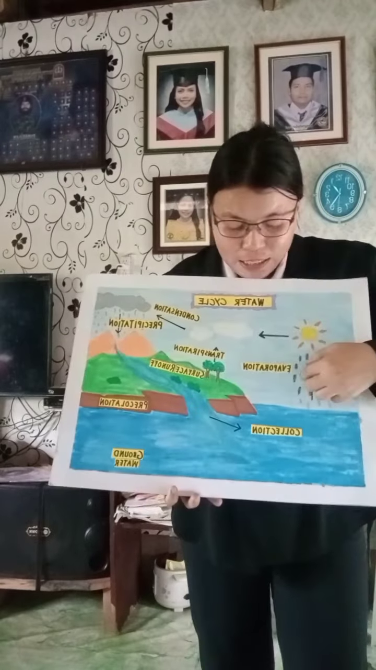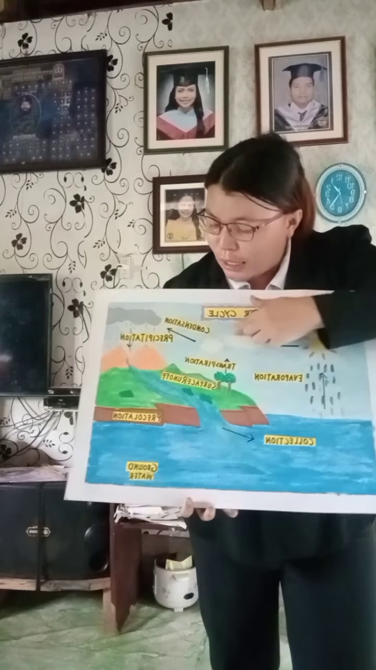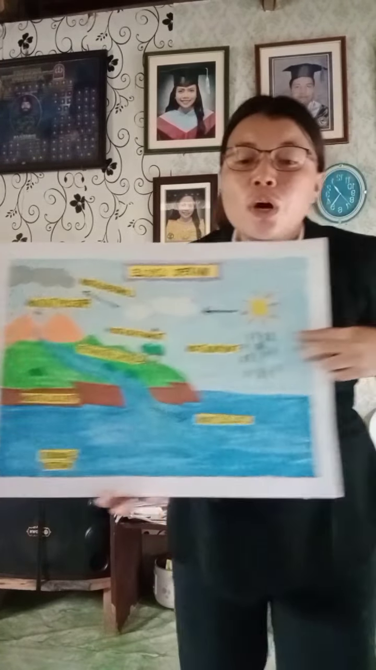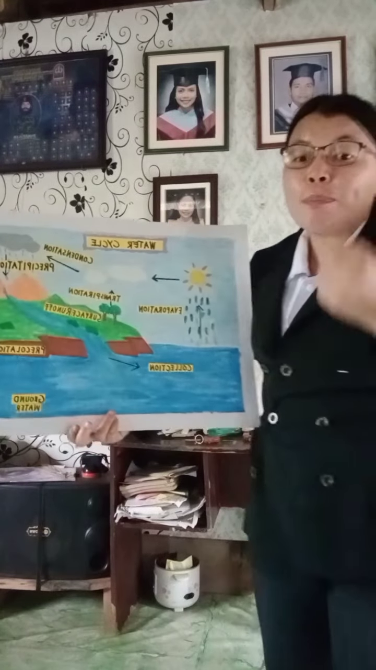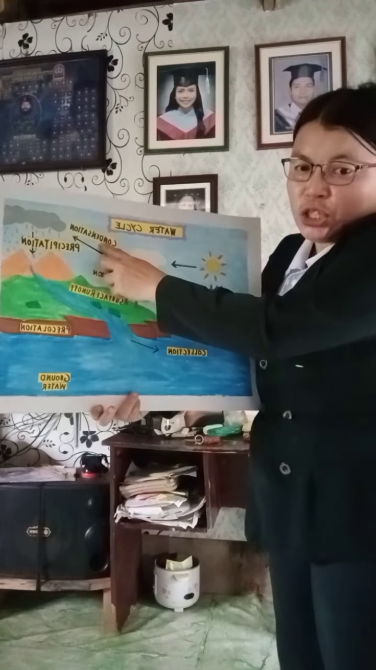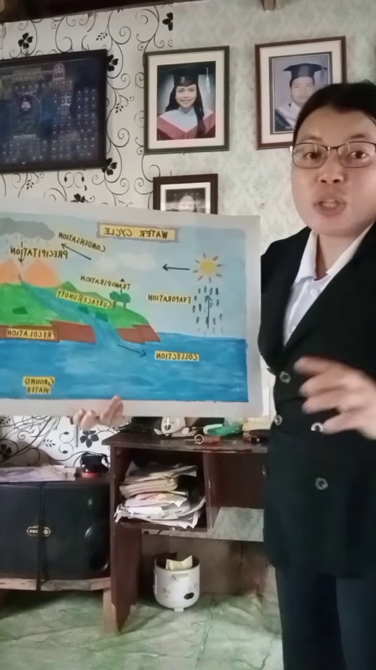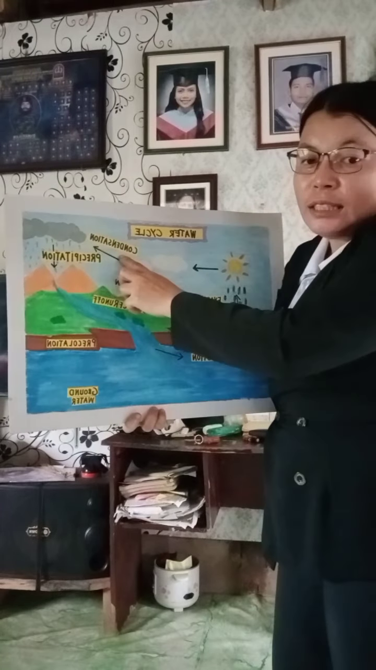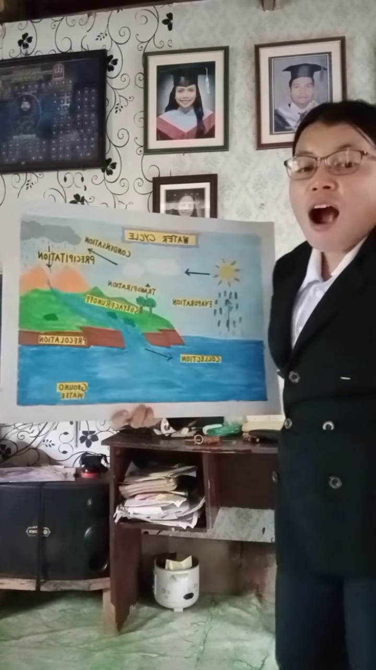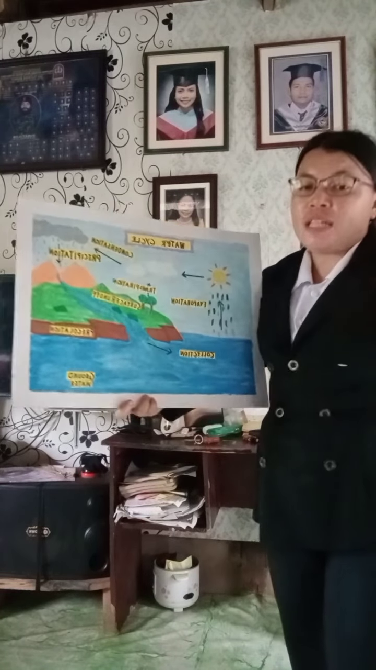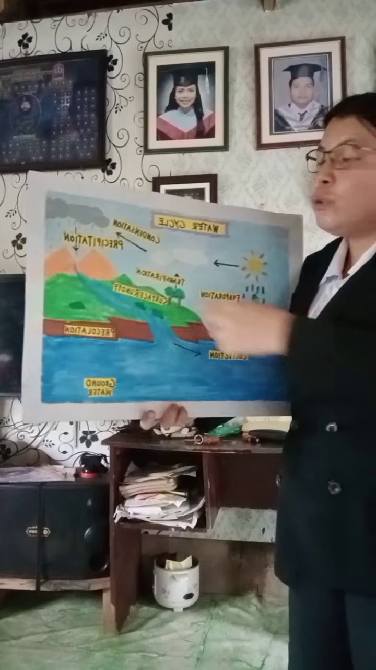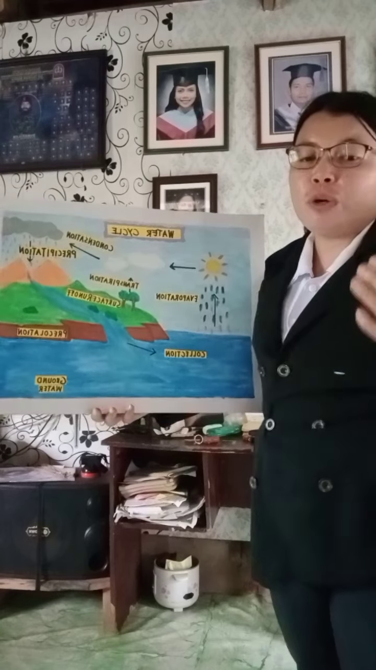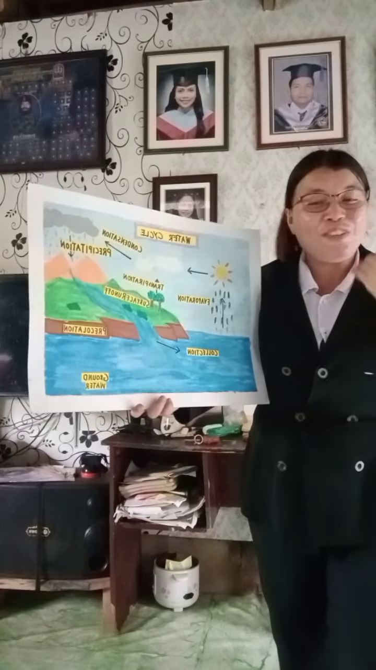So the next process, class, is condensation. This one is the condensation. Condensation, class, is the opposite of evaporation. It occurs when a gas is changed into a liquid. When the water droplets formed from condensation are very small, they remain suspended in the atmosphere. These millions of droplets of suspended water form clouds in the sky or fog at ground level.